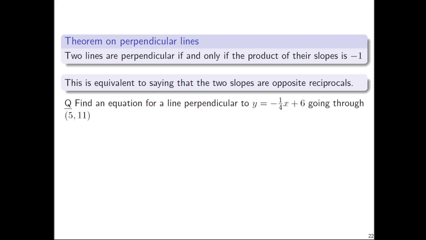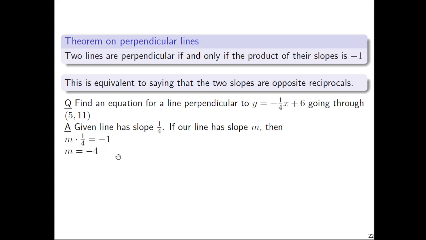So find an equation for a line which is perpendicular to y equals 1/4 x plus 6 going through the point 5, 11. Sorry, there was a typo on the slide; the given line is y equals 1/4 x plus 6, so the given line has slope 1/4. Then the line we're looking for, let's just say the slope is m, unknown. So when we multiply the two, that's the product of their slopes, it should be -1.